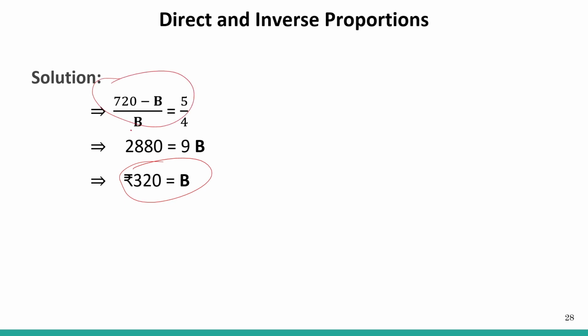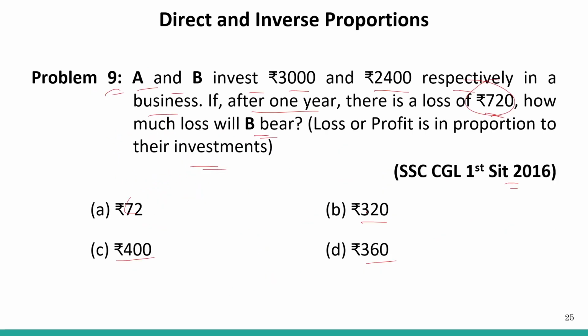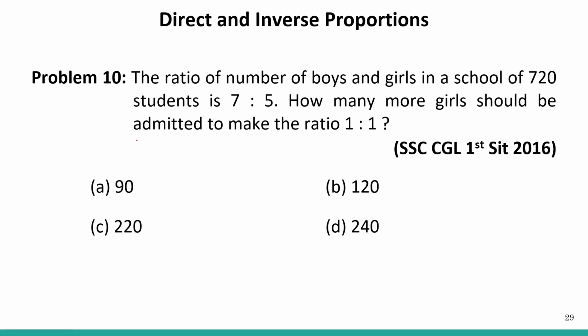We can also write it as 9B is equal to 2880, and solving it algebraically we arrive at this conclusion. So 320 is the correct answer. So this is the correct answer. These are all wrong answers. Okay, neither A, C nor D is correct. Only B is correct. So let's see problem number 10.